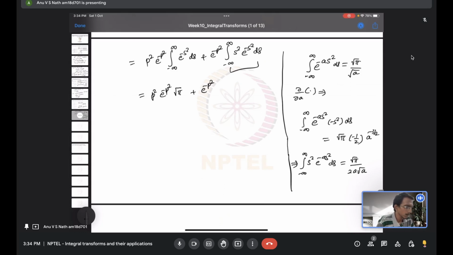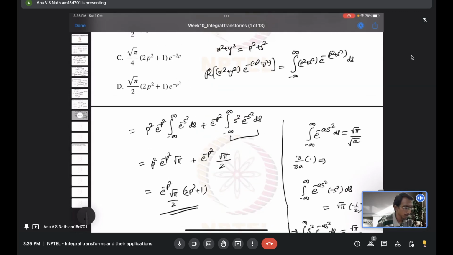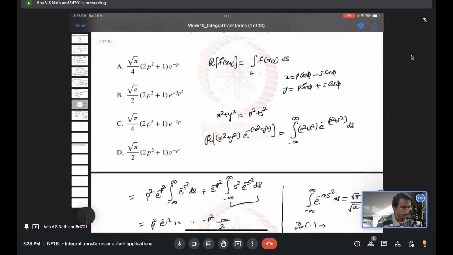So here we have an expression with a being 1. So s square exponential of minus a s square gives a solution which is square root of pi by 2, and a root a will be just 1. So the solution will be that much. Simplifying this, we get exponential of minus p square times root pi, times p square plus 1 by 2. So that's all. The solution will be option D.